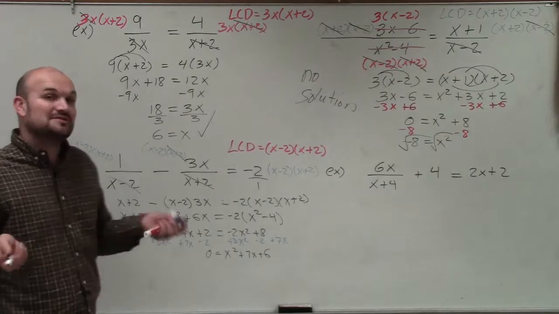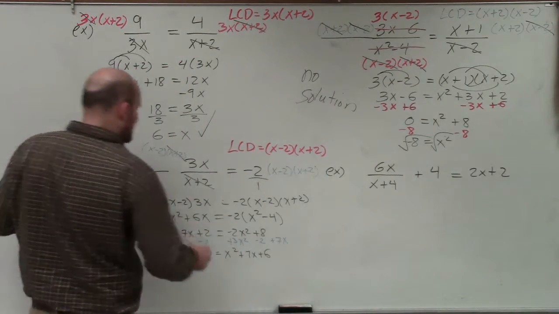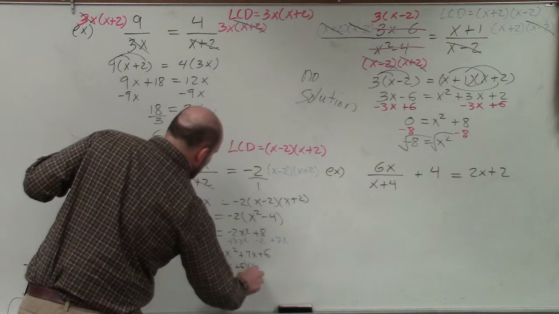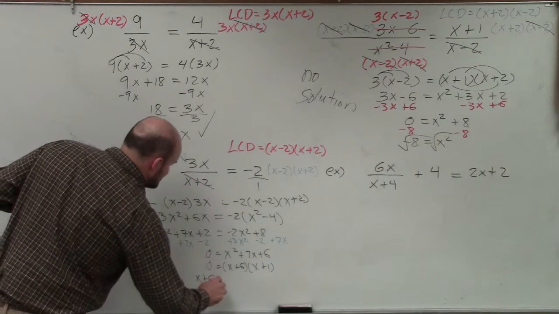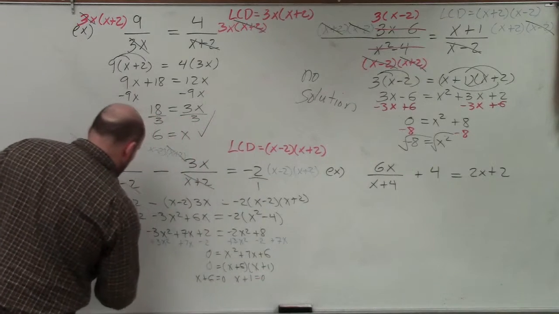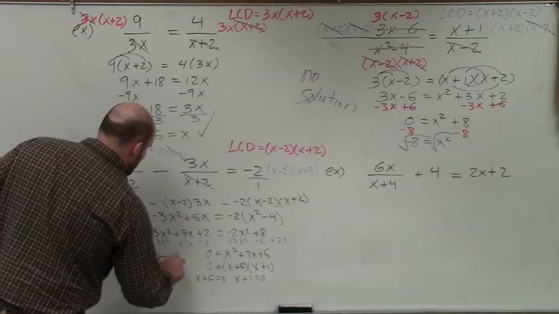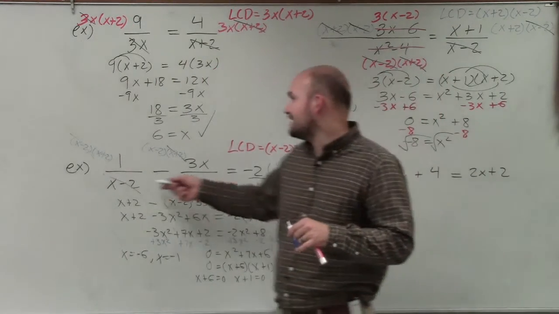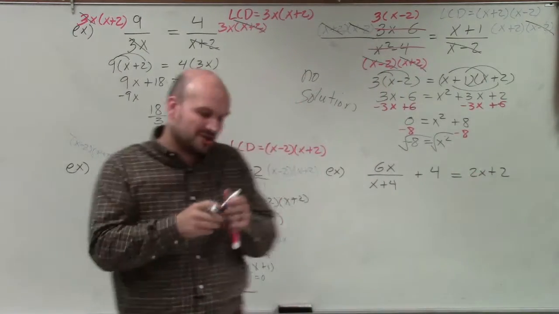So now I just need to determine what two numbers multiply to give me 6 and add to give me 7. Well, that can be factored into x plus 6 times x plus 1. By using the zero product property, I can say x plus 6 equals 0 and x plus 1 equals 0. So therefore, x equals negative 6 and x equals negative 1. Again, I want to take those two solutions, plug them back in, and make sure that they're not going to make either my denominator 0, which in this case they do not, so I'm good to go.